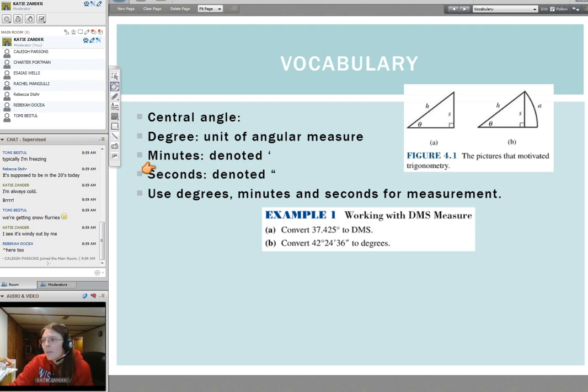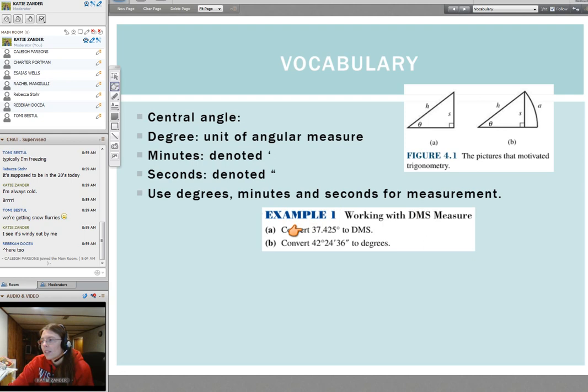Now, degrees, minutes, seconds, so breaking it down to that really precise measurement, we have an acronym for that. So if you see the DMS measurement, DMS is referring to degrees, minutes, and seconds. They want you to transform that into degrees, minutes, and seconds.